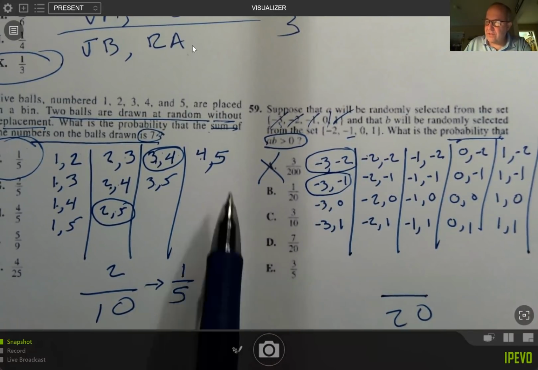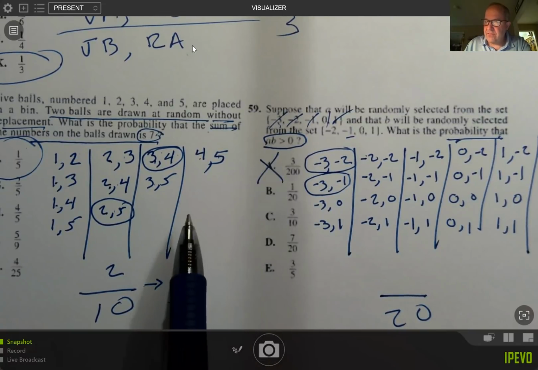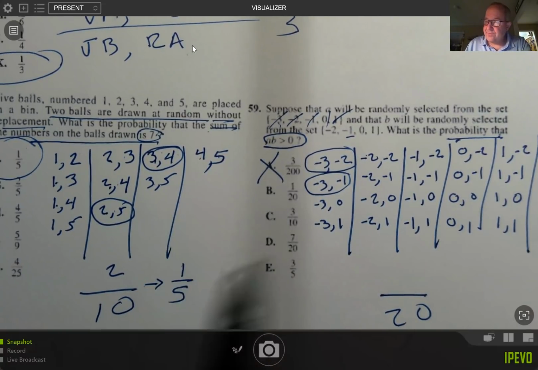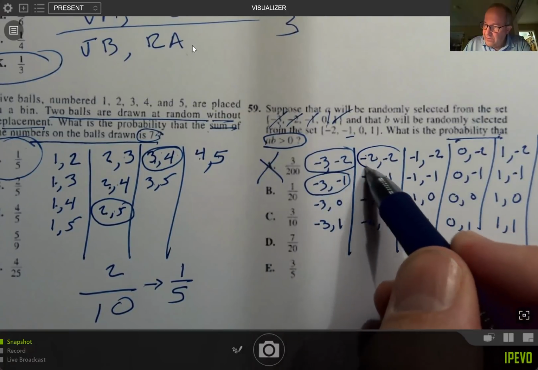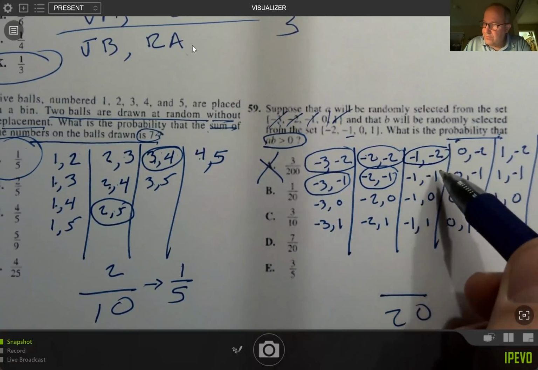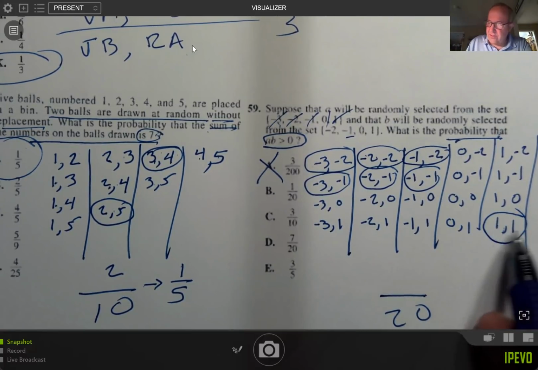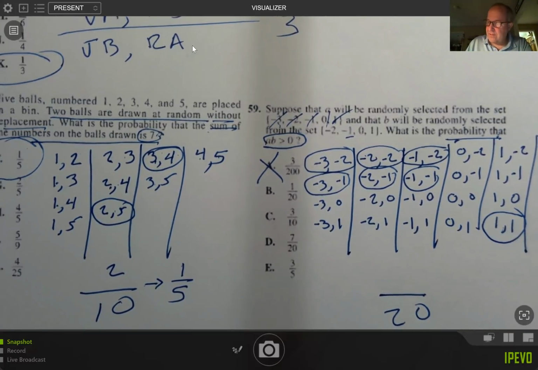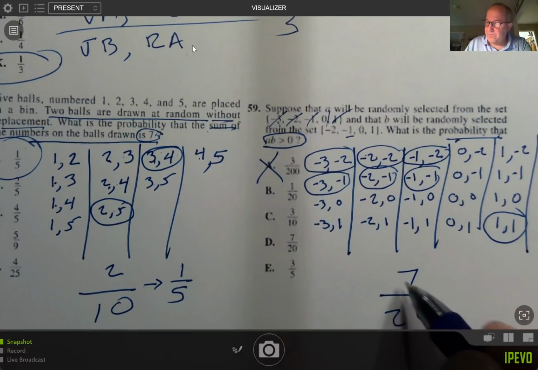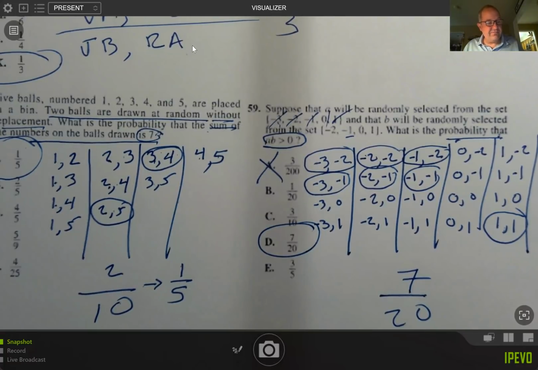I think when someone's going quickly, they'll go through here and go, oh, A times B, I think they both have to be positives. No. They really both just have to be the same sign, either both negative or both positive. Okay. In fact, there's the only positive times a positive. If I add all those up, there's 7 of them. So 7 out of 20, letter D. And again, that was under a minute, that wasn't too bad.